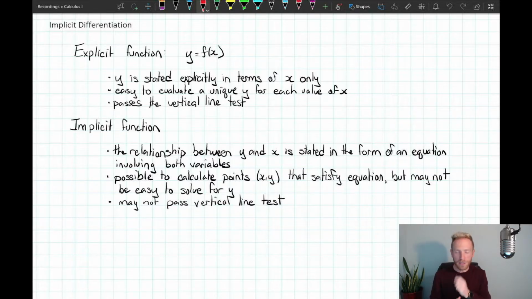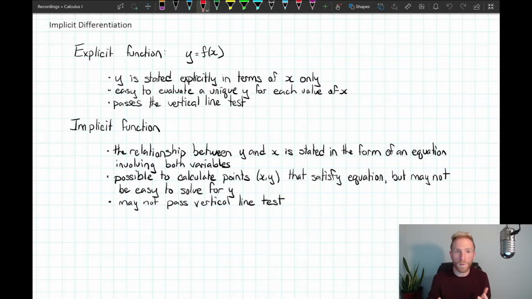It's pretty easy. You just plug a value for x in, you calculate y, and you only get one unique y for any value of x you plug in. That's why when we graph these functions, they pass the vertical line test. But we can also think about any generic curve in the xy plane as still being some sort of relationship between x and y. If it doesn't pass the vertical line test, then it wouldn't be an explicit function.